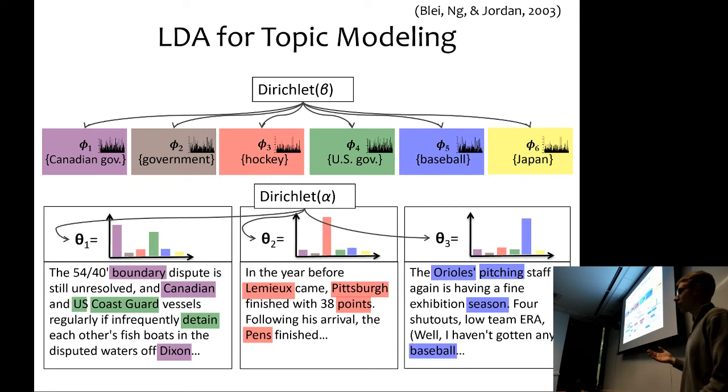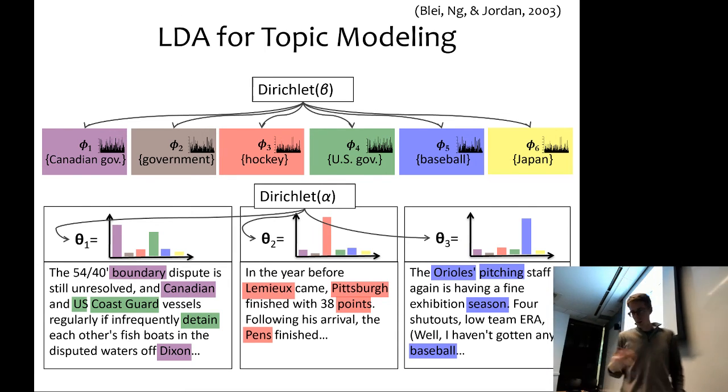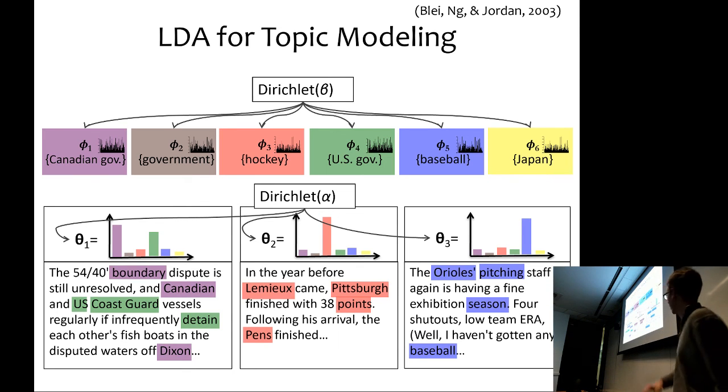Okay, so now you want to sample your second document. Well, first you have to sample theta 2, which is the distribution over topics. And then for each word, sample a topic assignment, and then sample a word from that topic. Okay, so we just keep going down the line, and so the second document looks to be mostly about hockey. The third one seems mostly about baseball.